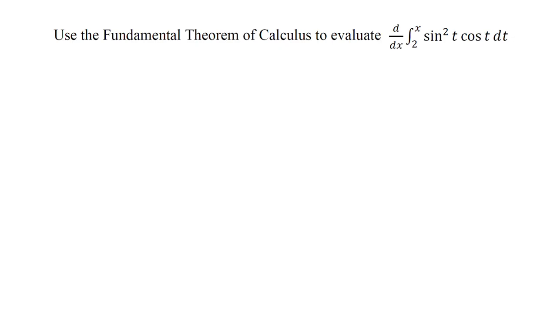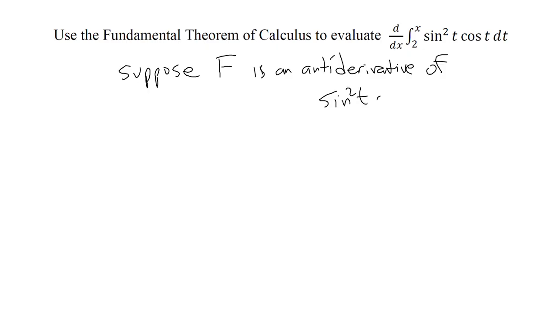There are multiple ways to look at this, but I think the easiest way is, suppose we have capital F as an antiderivative of sine squared t cosine t. Then I would know that what we're looking at here is the derivative with respect to x of the antiderivative of that function, sine squared t cosine t, evaluated at x, minus that antiderivative evaluated at 2.